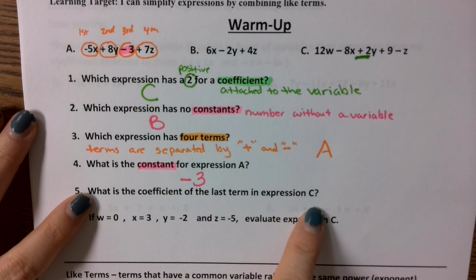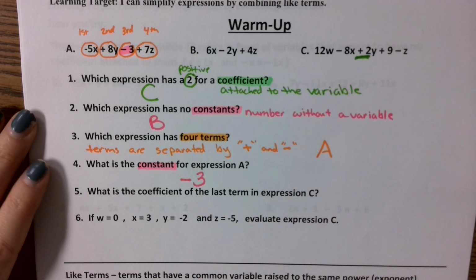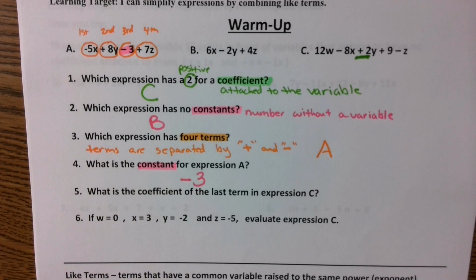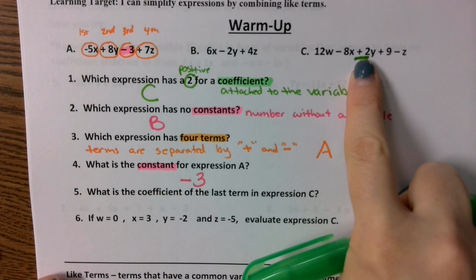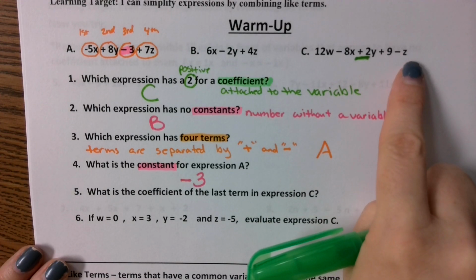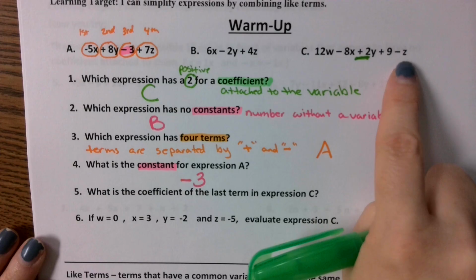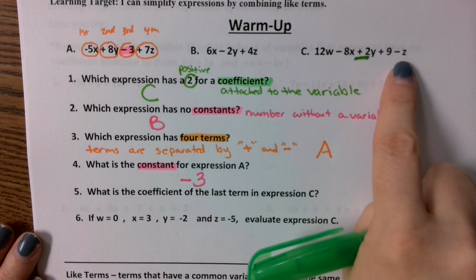All right. What is the coefficient of the last term in expression C? So we're taking a look at expression C. We're looking at the very last term. What is the coefficient of it, Noah? 2y. Well, 2y is not the last term, is it? What's the last term? Our last term is minus z. So what's the coefficient there, Sabina?